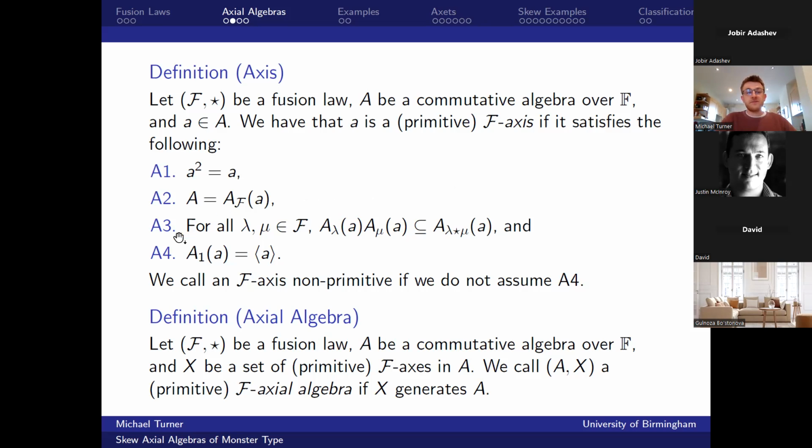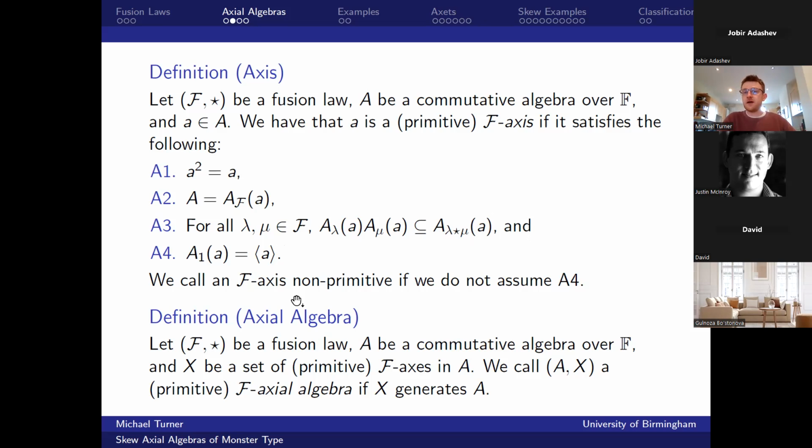So the third property, we start to introduce what our star binary operator does and how it interacts with this algebra. So what I'm saying is, if I take a lambda eigenvector of a and a mu eigenvector of a and multiply them together, I want them to be contained in a certain subspace, the subspace of lambda star mu. Lambda star mu is going to be a subset of the fusion law F, so it may be a direct sum that we're looking at there. And finally, we have that the one eigenspace of a is just one-dimensional. It's only going to be the linear span of a.